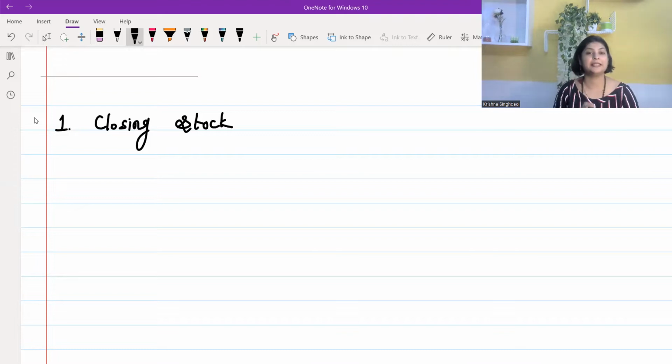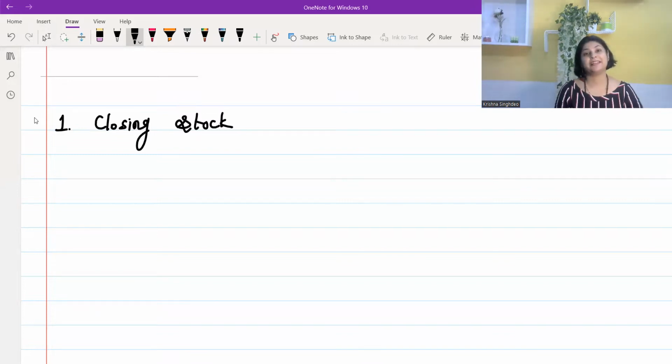This closing stock, since it is given in the adjustment, will go to 2 places. There is a golden rule that whatever is given in the additional information or adjustment has to be posted at least at 2 places. It can go to 3 places also. At least 2 places means either it will go to profit and loss account and trading account, or profit and loss account and balance sheet, or balance sheet and trading account. So any kind of combination can be there, but it will go to at least 2 places. It can go up to 3 places also, depending on the nature of the adjustment.